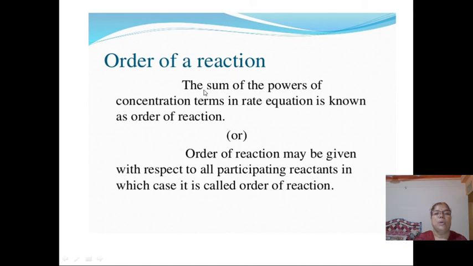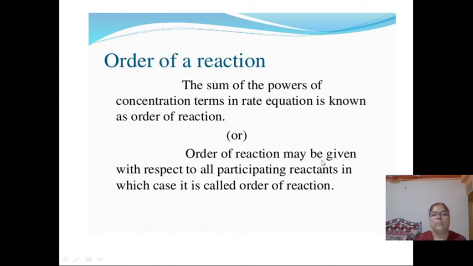Then the order of reaction. Here the number of atoms or molecules whose concentration change determines the rate of reaction, that number is called the order of reaction. Alternatively, the order of reaction is the sum of the powers of concentration terms in the rate equation. The sum of the powers of concentration terms in the rate equation is known as the order of reaction.